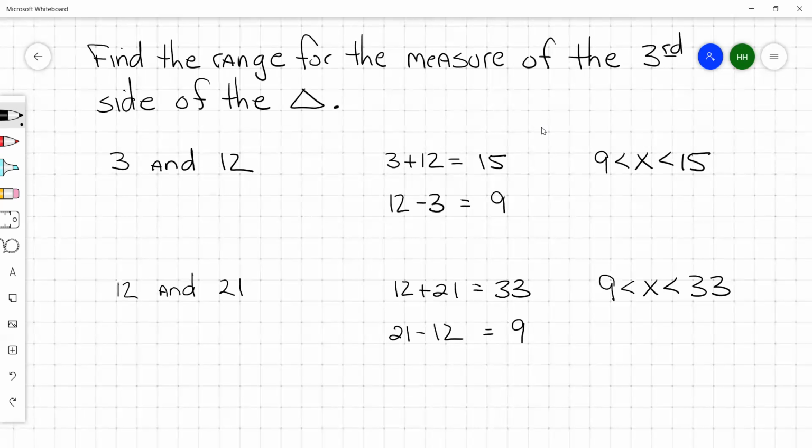It can't be 9, okay? This is not a less than or equal to. And it can't be 33, can it? It's got to be less than 33, and it's got to be greater than 9. Make sure you all understand that. 9 and 33 won't work as the third side. Okay? Anything less than 33 will, and anything greater than 9 will.